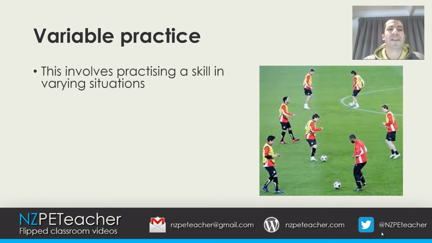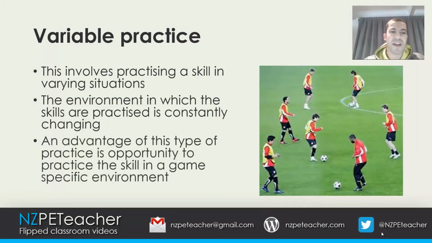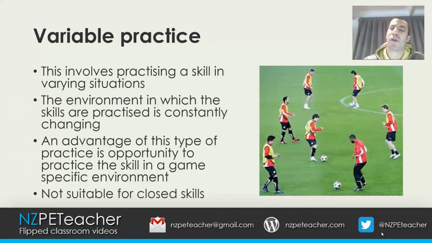Variable practice. This involves practicing a skill in varying situations. The environment in which the skills are practiced is constantly changing. An advantage of this type of practice is the opportunity to practice the skill in a game-specific environment. However, it's not very suitable for closed skills. An example of variable practice could be shooting practice in football, where the coach may set up drills and alter the starting position and involvement of defenders. This mimics game situations.